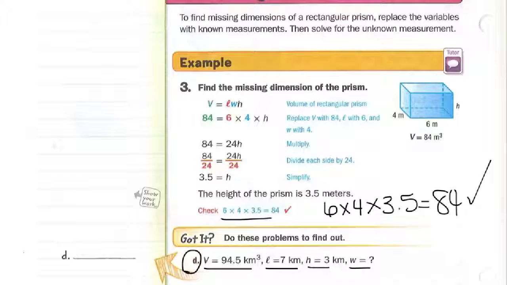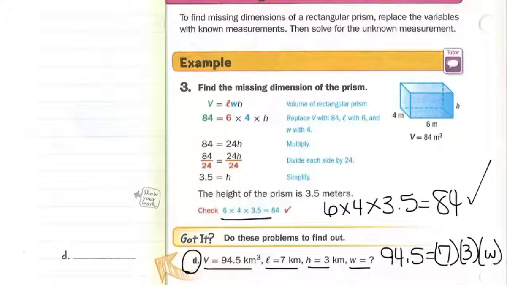Let's write it out. 94.5 equals 7 times 3 times W. Okay, so solve that out a little bit. 94.5 equals 21W, and solve for W. Come back and check your answer with Freddie as soon as you have finished.